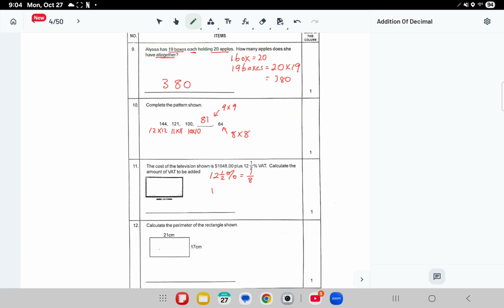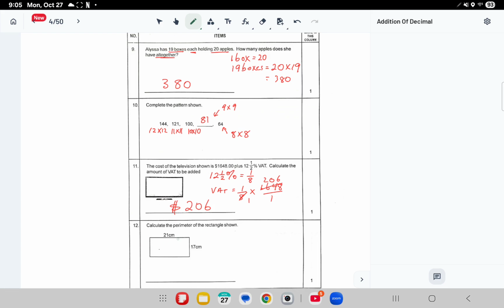So the VAT amount would be 1/8 of the cost price, which is $1,648. Alright, so we know 8 could go into 8 one time, 8 could go into 16 two times, 8 could go into 4 0 times, 8 could go into 48 6 times. So our VAT amount would be $206.